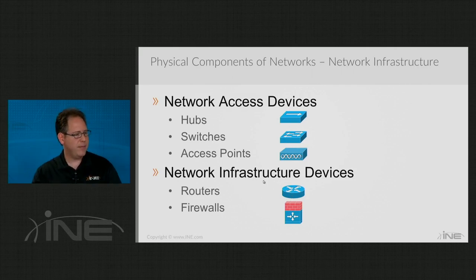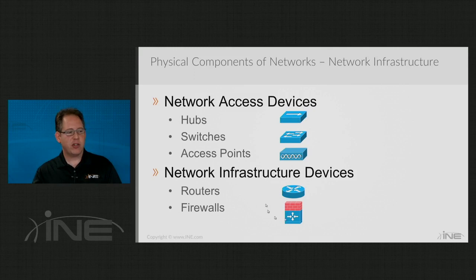Why did I do that? Well, these first three devices, the reason I call them network access devices is because hubs, switches, and Wi-Fi access points were designed to be sort of like the first line of defense on the network. In other words, these are the devices that directly connect to your hosts, your laptops, your PCs, your smartphones. These devices are what give your hosts access to the network. That's why I call them network access devices.